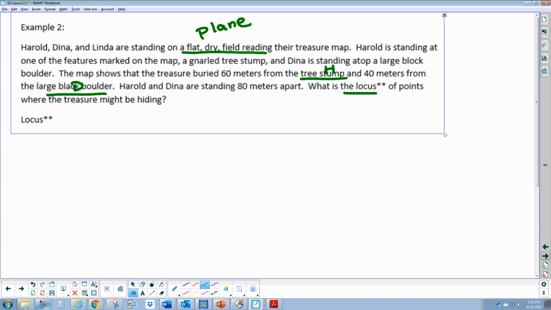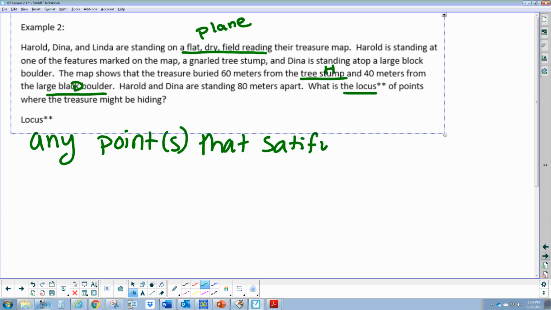So the locus, just to define this term, locus means any point that satisfies the conditions, or points that satisfy the given conditions.